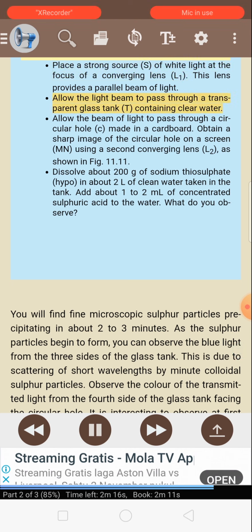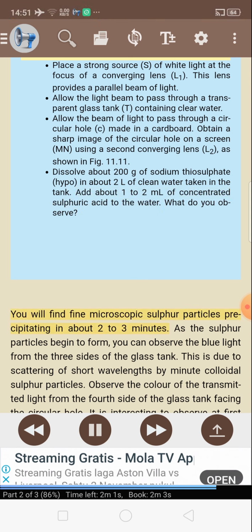Allow the light beam to pass through a transparent glass tank T containing clear water. Allow the beam of light to pass through a circular hole C made in a cardboard. Obtain a sharp image of the circular hole on a screen MN using a second converging lens L2, as shown in figure 11.11. Dissolve about 200 grams of sodium thiosulfate (hypo) in about 2 L of clean water taken in the tank. Add about 1 to 2 milliliters of concentrated sulfuric acid to the water.